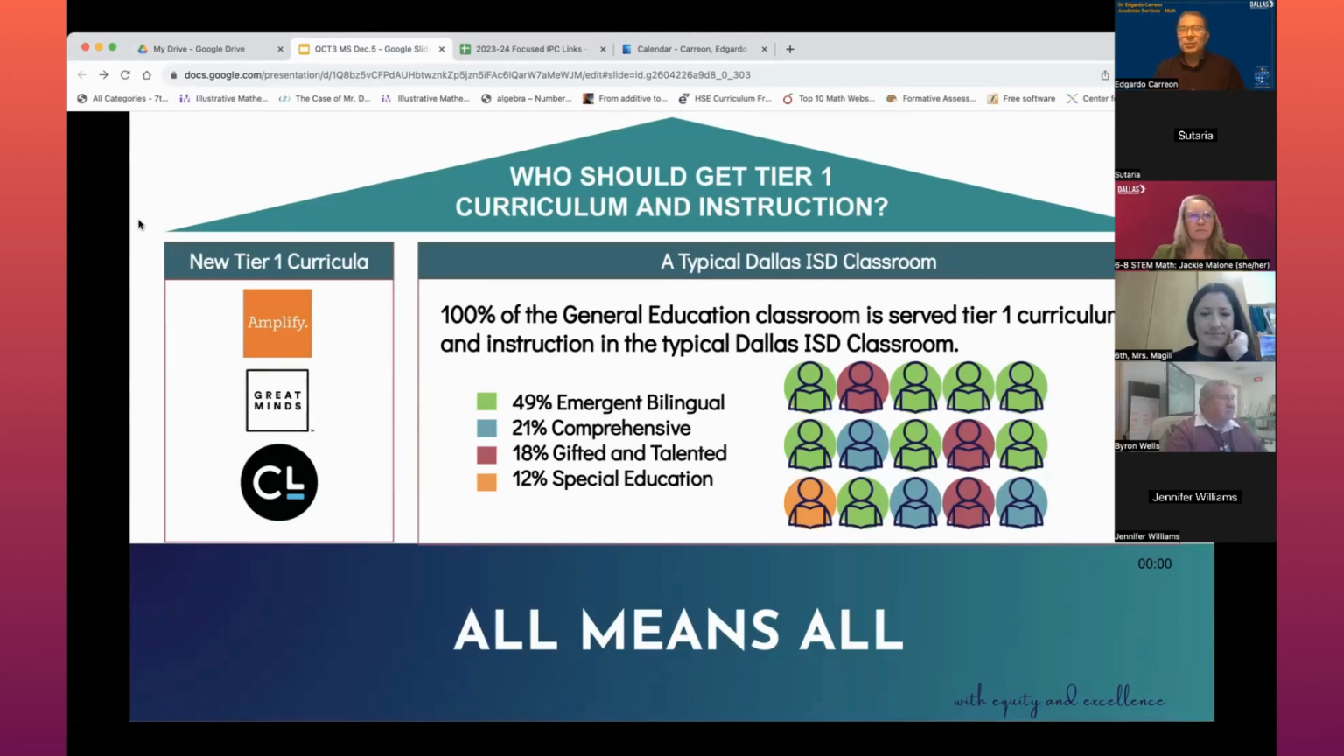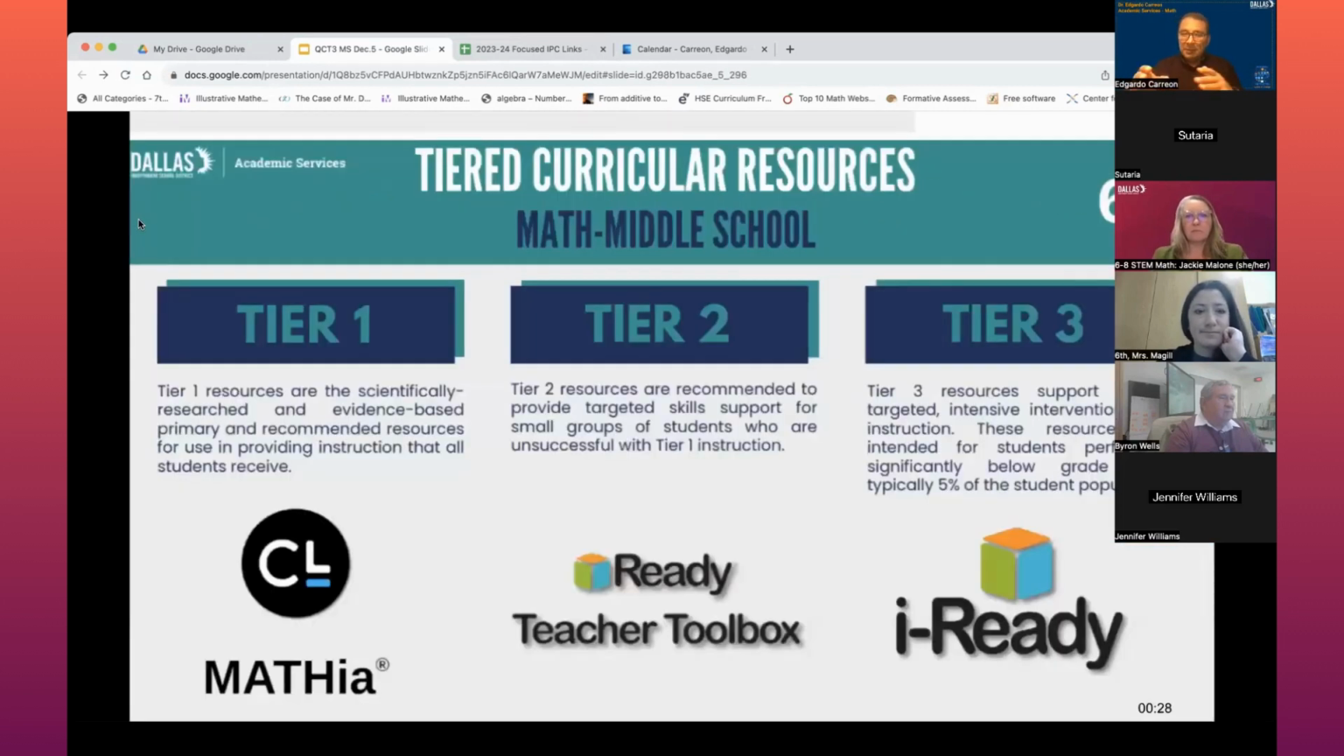Every single one of our students should get that tier 1 instruction, right? If they haven't been identified as needing additional support, they should get tier 1. And when we say tier 1 instruction, it is Carnegie Learning, including Mathia. So do not leave Mathia out, because Mathia is part of that tier 1 instruction.